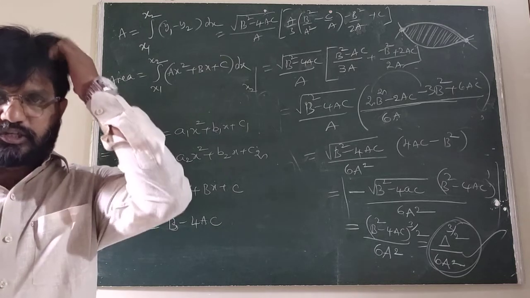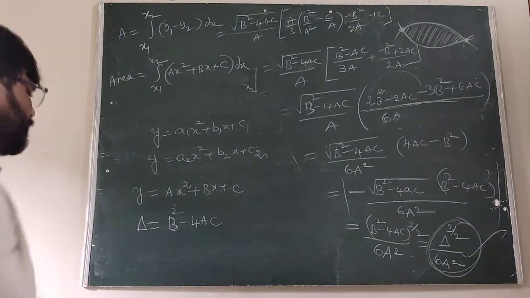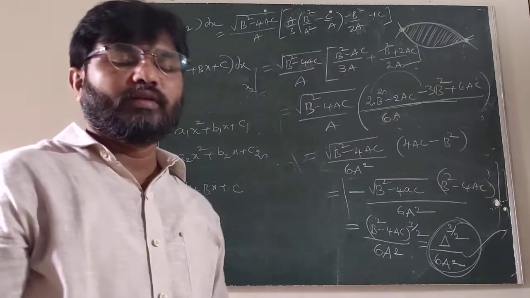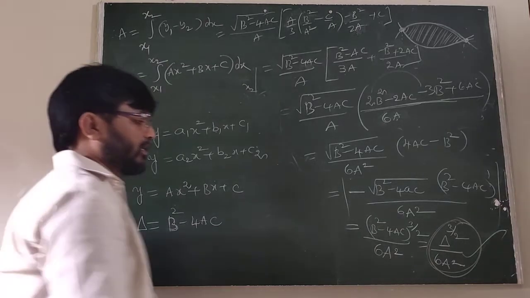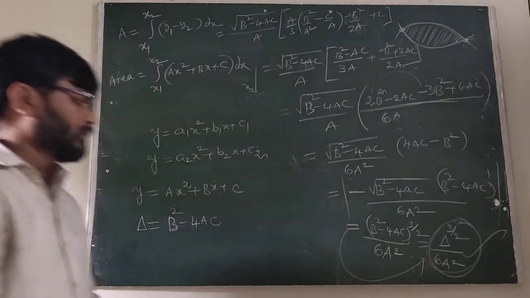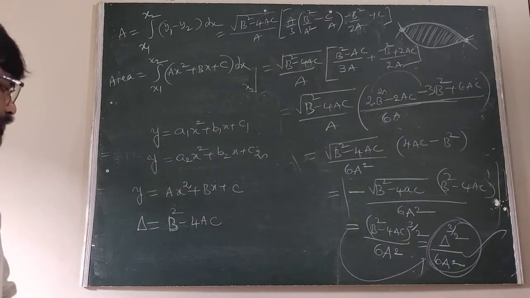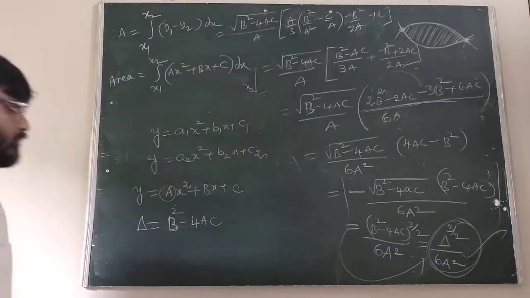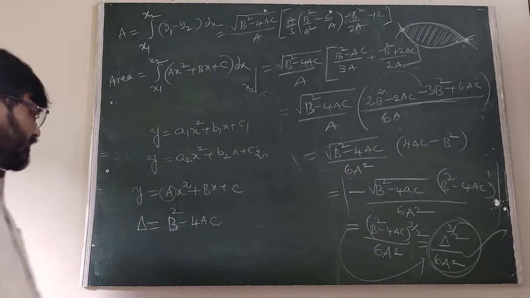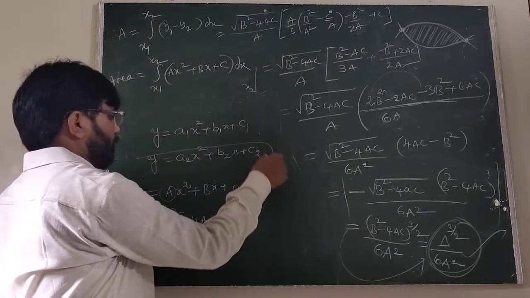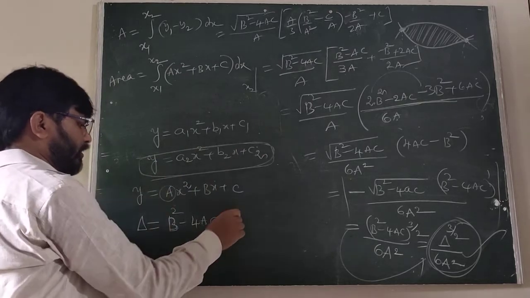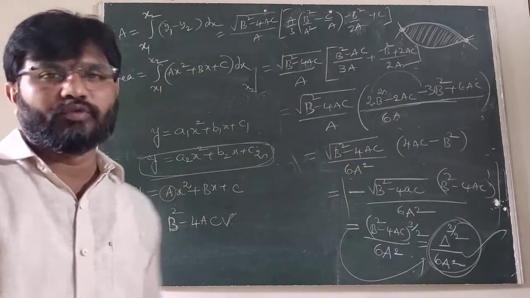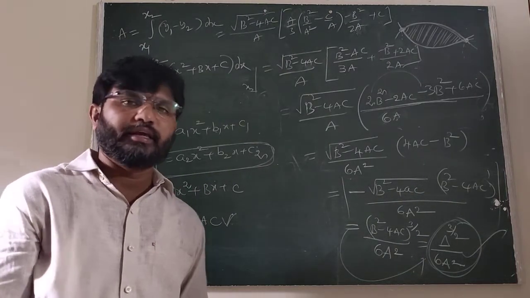Okay, understand students? And another one, all of you listen. Find the area of the curves when the boundaries are not given. When the boundaries are not given, directly you can write delta power 3 by 2 by 6a square, where we have to know that a is the coefficient of x square. And one more thing is, this formula is valid only when the discriminant is greater than 0. If the discriminant is less than 0, in that case we cannot find the area.